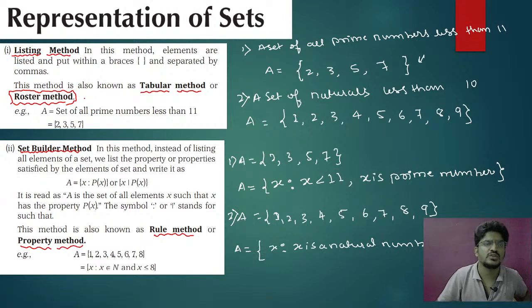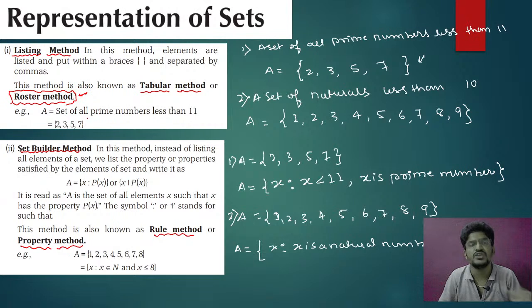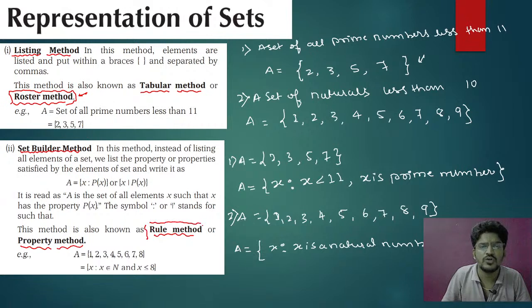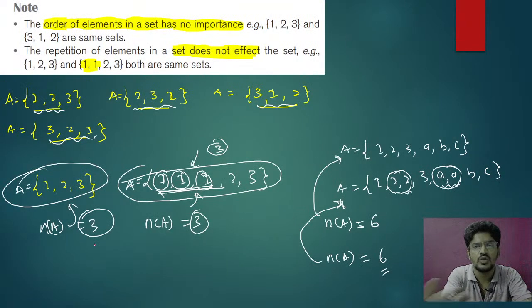But when we study for the board exam, we write roster method, go through the definition, and finish it. Whenever we go for set builder method, we write set builder method, give the definition, and finish it. But see here, these are also names for the set builder method: rule method as well as property method. So like this we are going to study in depth.